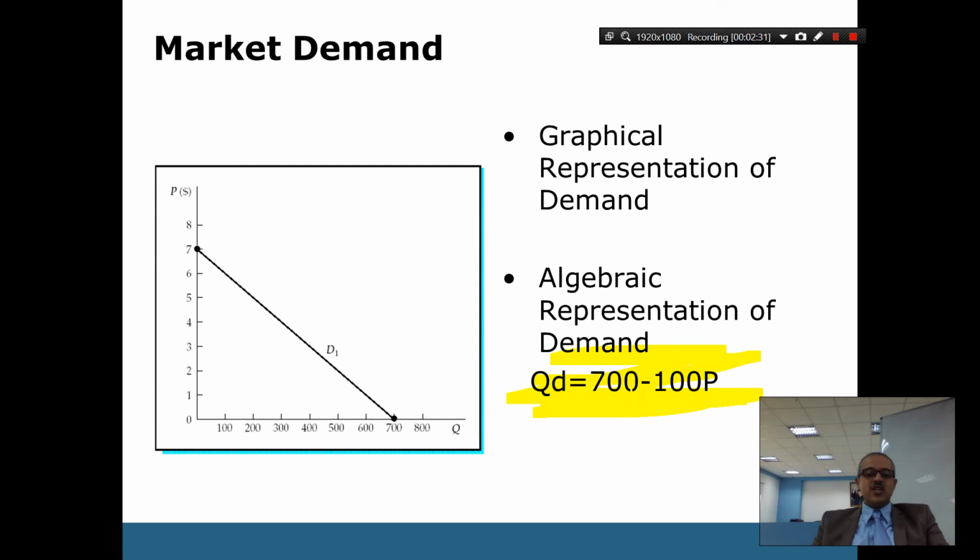And this is the equation for demand. Demand is always a function of a negative factor multiplied by price, and this is always a constant.